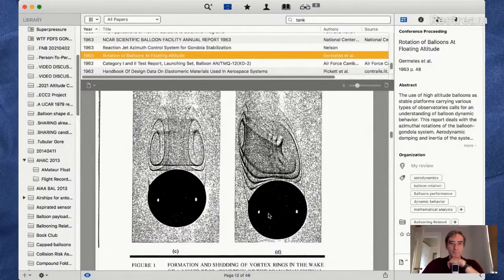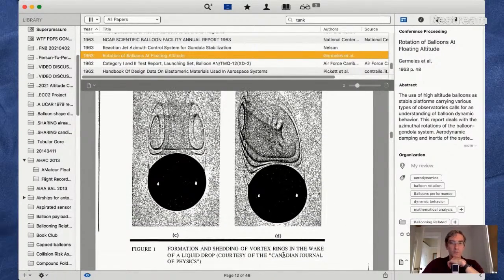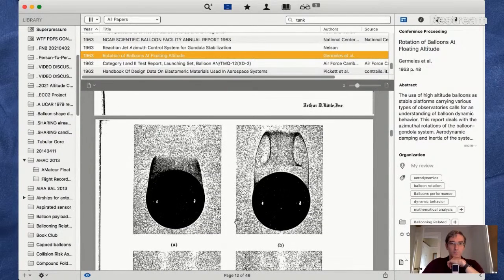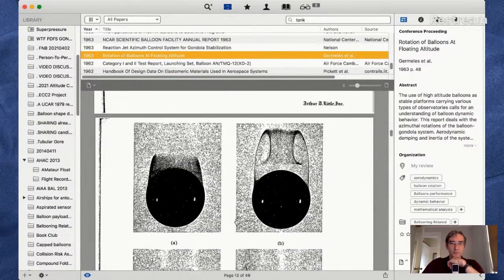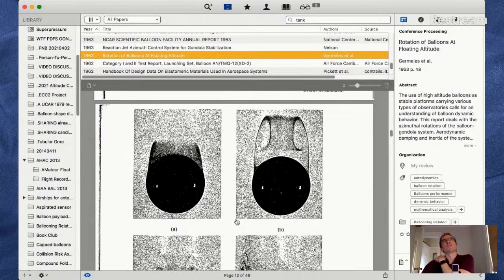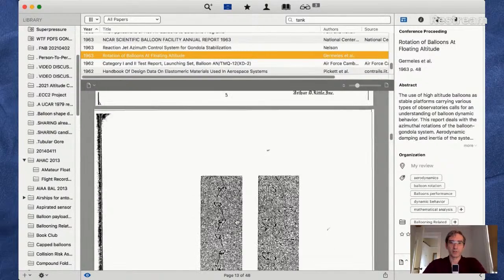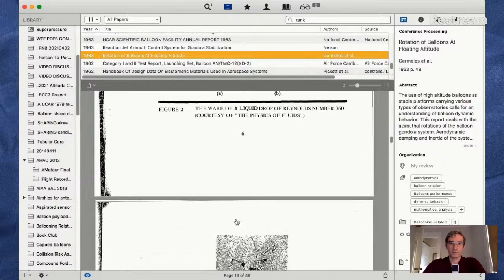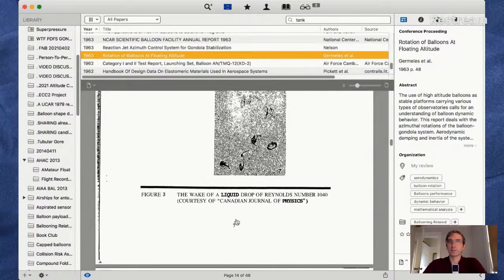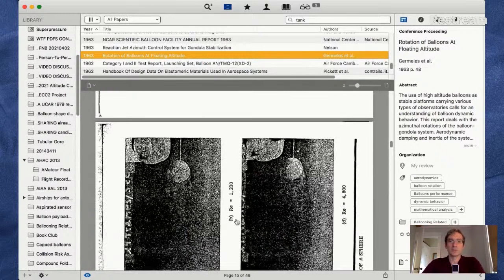Oh, that's pretty. Courtesy of the Canadian Journal of Physics. Back before computers could do this, they really ran. There must have been Schlieren imaging, which is a special type of photograph that can see air currents, invisible air currents. Like you might have seen in the old days, pictures of jets with rainbow shockwave lines coming off their noses. That was Schlieren photography.